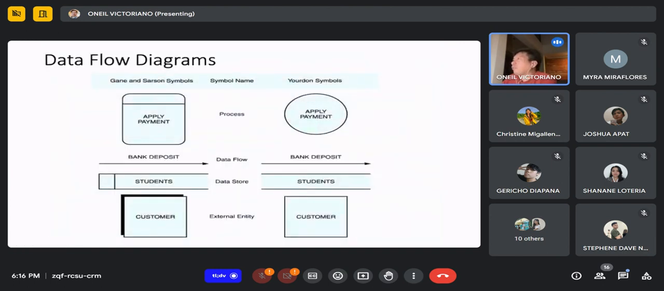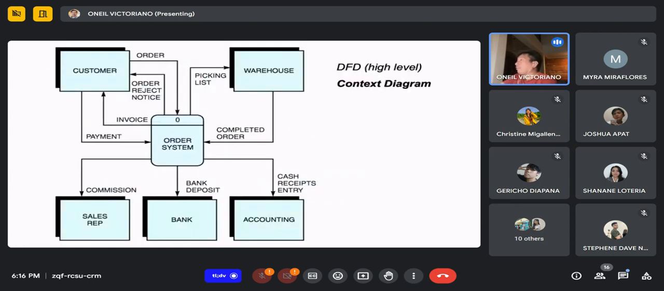Another tool would be the data flow diagram. The term data flow basically depicts the data flow of such a process. In data flow diagrams, we only have four different elements. We have process, arrows for data flow, and data store, that's the logical storage, and the external entity, sometimes stakeholders or users. So we have a high level context diagram.